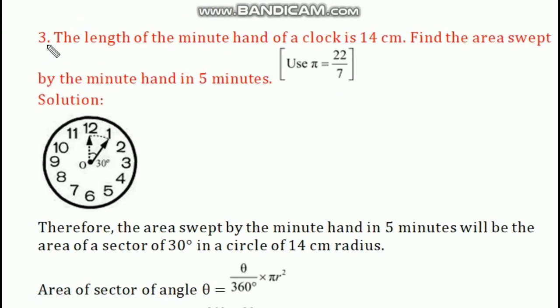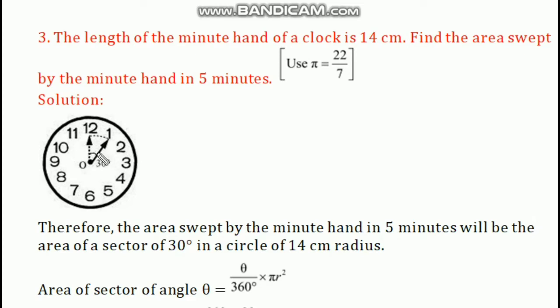Students, let us discuss exercise 12.2 third sum. The length of the minute hand of a clock is 14 centimeter. Find the area swept by the minute hand in 5 minutes. Actually here we need to find out the area swept by the minute hand in 5 minutes. At the same time, the length of the minute hand of the clock is given as 14 centimeter. So the minute hand, this is 14 centimeter. Here we consider this as the radius of the circle. So the radius of the circle is 14 centimeter.